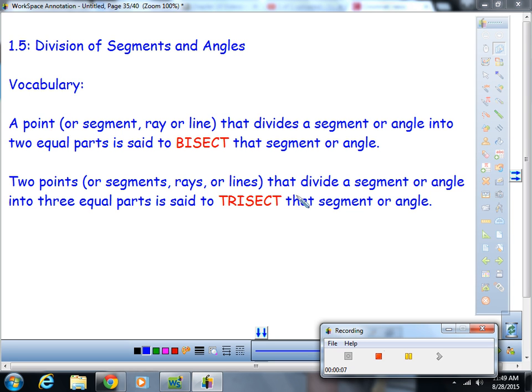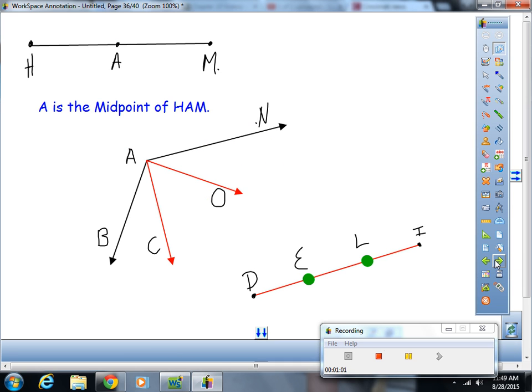All right, we're talking about the division of segments and angles today. I don't know if this is new vocabulary to you or not. The word bisect indicates to cut something into two equal parts. Okay? And the word trisect means to cut something into three equal parts. So a point or a segment or a ray or a line is said to bisect a segment or bisect an angle if it cuts that line or angle in half. If you need to write this down, pause the video and take your vocabulary.